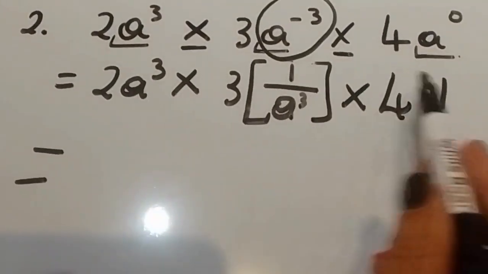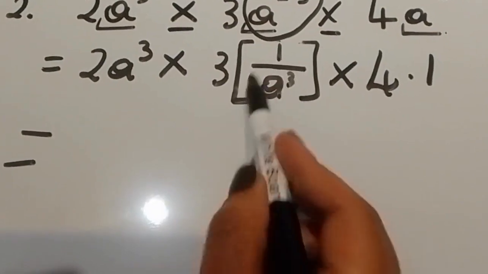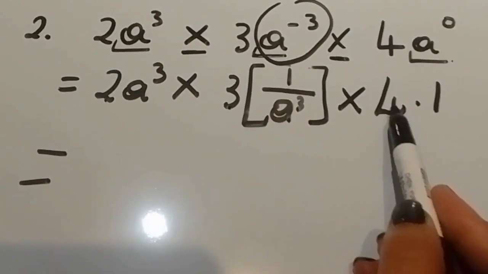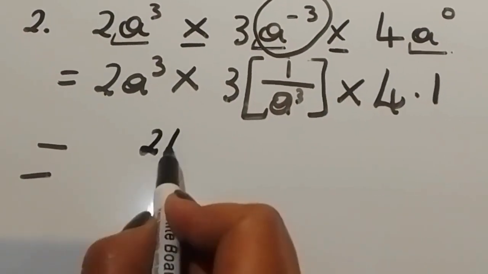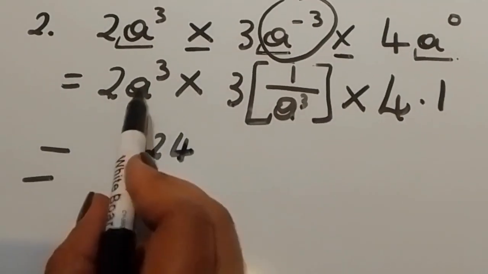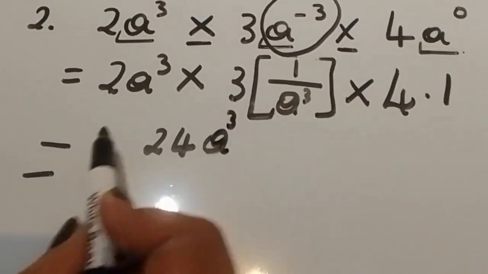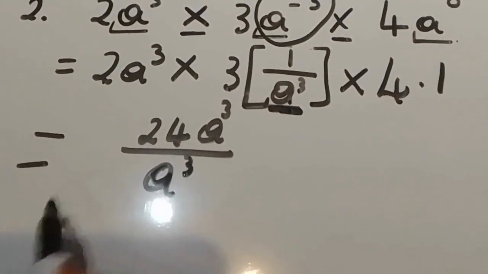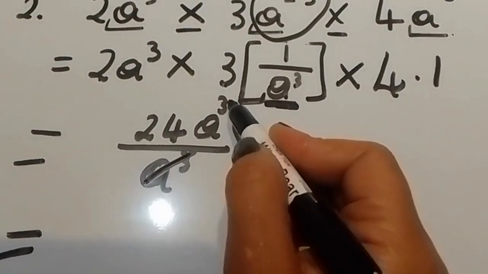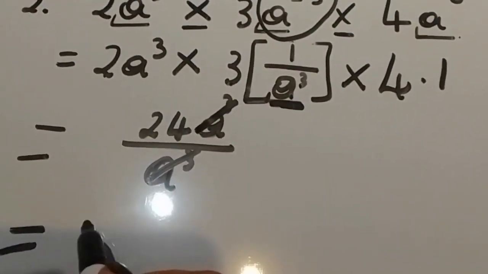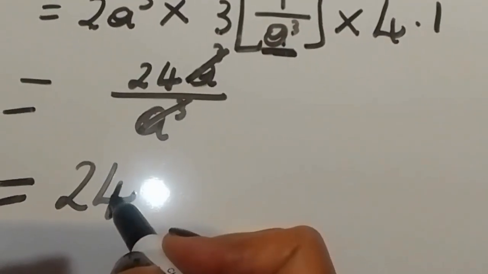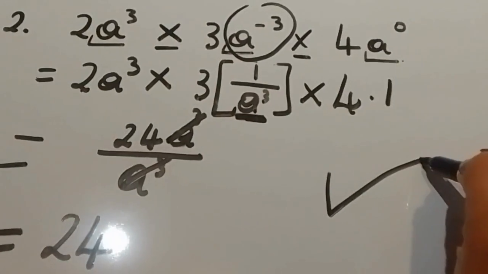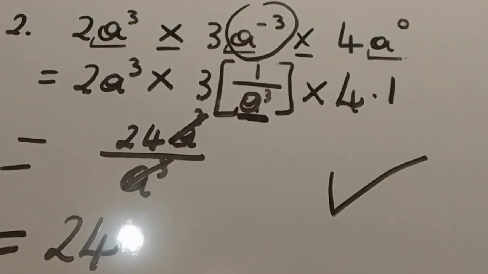And then on top now, because there is a denominator that we just created, we have 2 times 3 times 4, which gives us 24. And then we have a to the power of 3, and at the bottom, the denominator that we just created is still a to the power of 3. So a to the power of 3 will be divided into a to the power of 3, and the answer is 24. Whether you did it the first method or this way around, it's still correct. What's important is that we applied the laws of exponents.